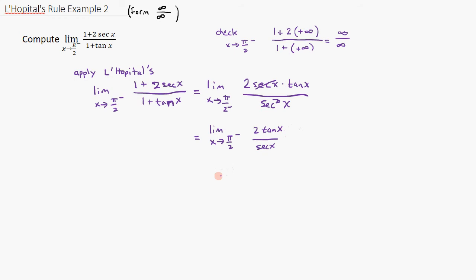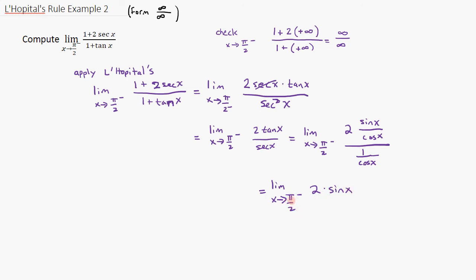Okay, so we can write tangent as sine over cosine. So this is 2 sine x over cosine x, and secant x is the same as 1 over cosine x. So we can simplify this expression so the cosines will actually cancel out. And so this is the limit as x approaches pi over 2 from the left of 2 times sine x.